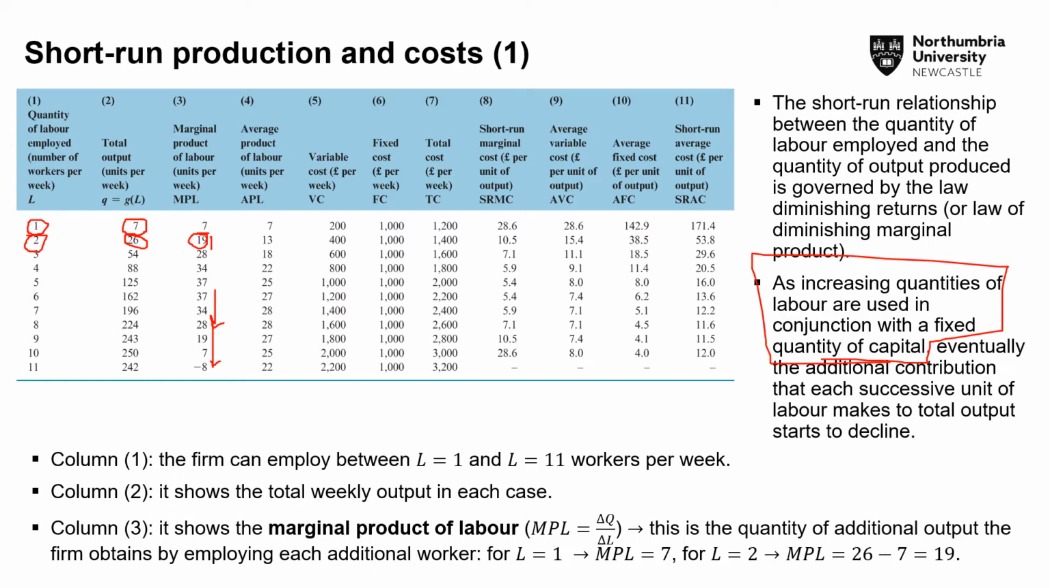How do we calculate the marginal product of labor? It is the change in quantity for a given change in labor. So here, as you can see, the increase in output from the second to the third worker is 28. So this is the marginal product of labor. The third worker contributes 28 units to total output.